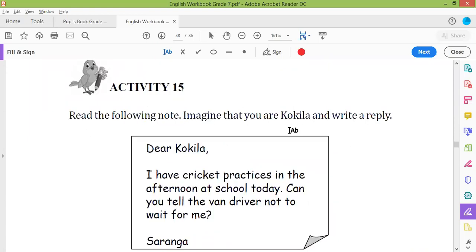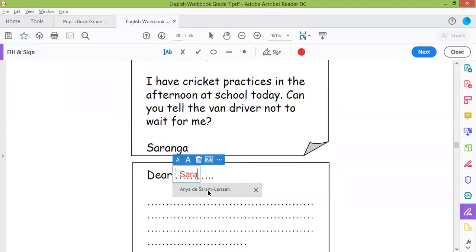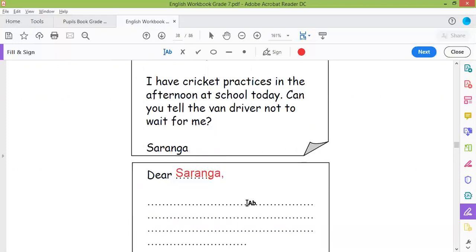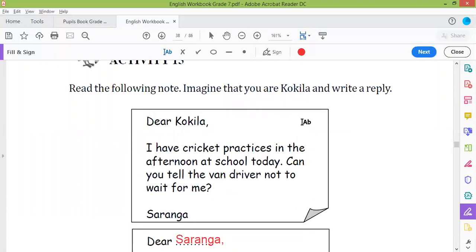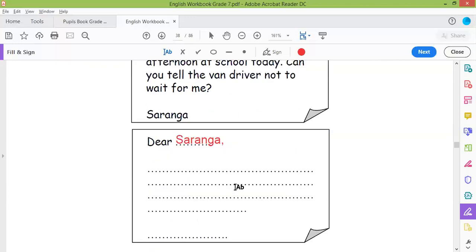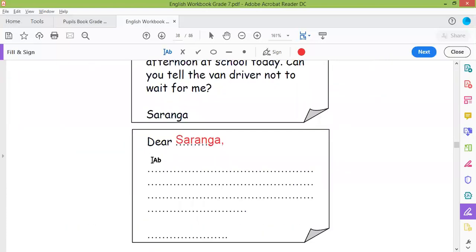Dear Saranga. Yes, now I am Kokila and you are Kokila, right? So he should be writing to Saranga. After every greeting, you have to put a comma. So you write Dear Saranga and put a comma. Yes. Now, he had a request for Saranga. He wants Saranga to go and tell the van driver not to wait. So how should we reply? Yes?